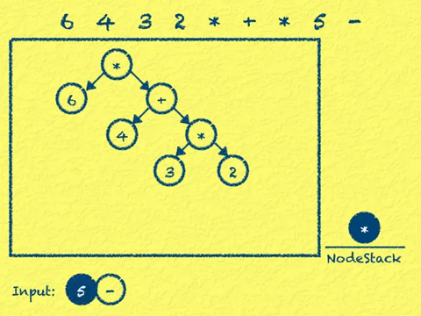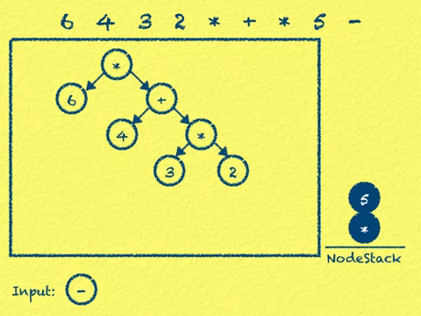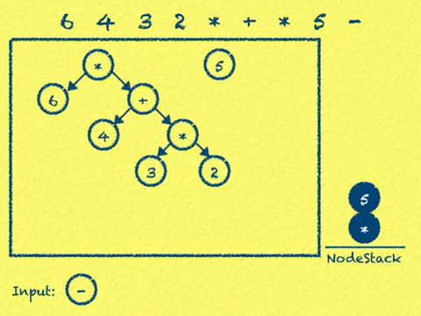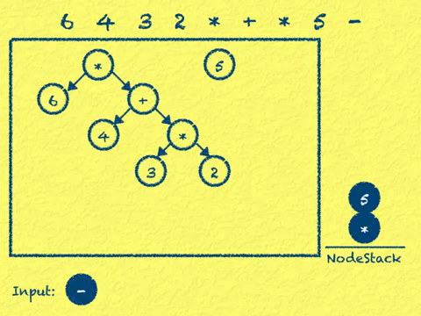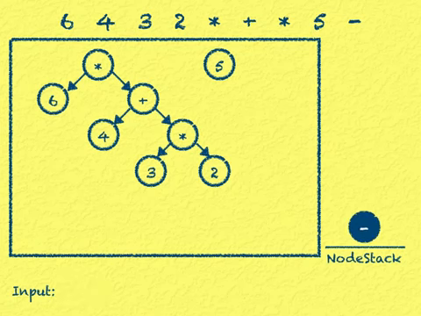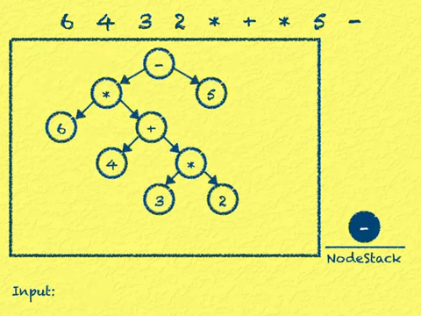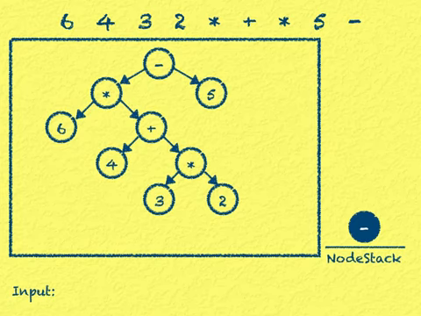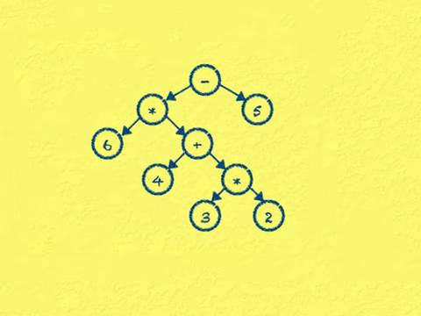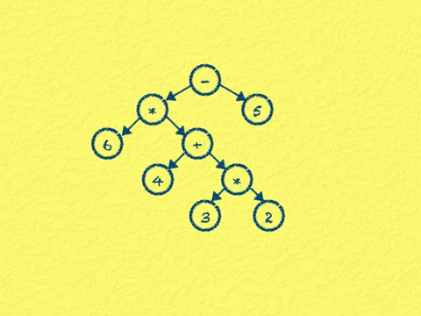Next, we got 5. Push it onto the node stack. 5 is a number, so we're just going to create a new independent node storing that number. Next, we have minus, a binary operator. So I'm going to pop the top two values, 5 and multiplication, push minus. Then on my canvas, multiplication and 5 become children of the minus sign. So, I have my tree.